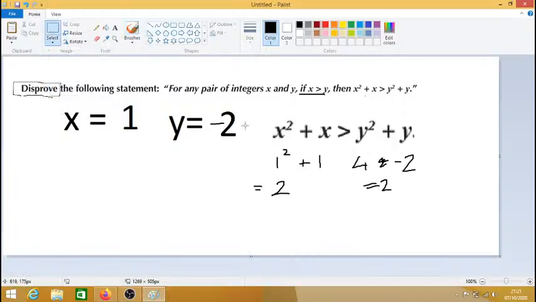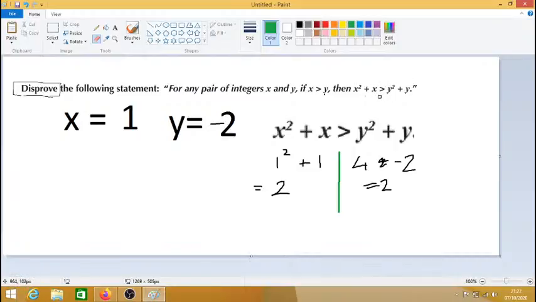And I probably just want to change my color here just to make sure that you don't get too confused. I'll put a line down the middle just so that you know that they're two different sections. So we've got 2 on the left and we've got 2 on the right, and that's enough to disprove the statement, because the statement didn't say greater than or equal to. The statement said x has to be bigger than y, and as long as that's true, which it is, 1 is bigger than minus 2, then your x squared plus x bit will be definitely bigger.